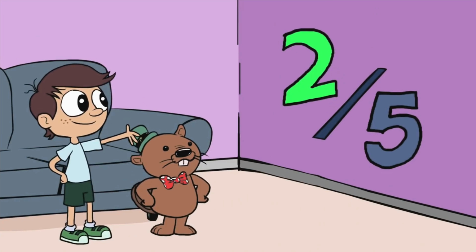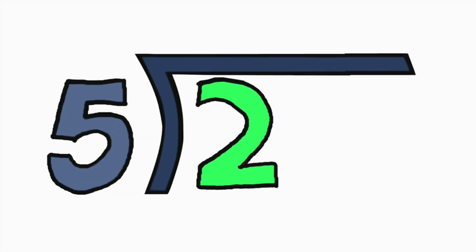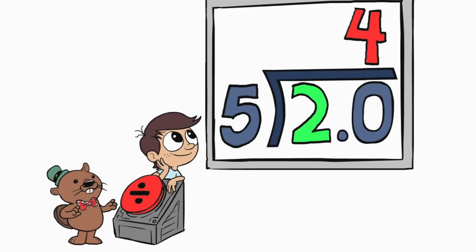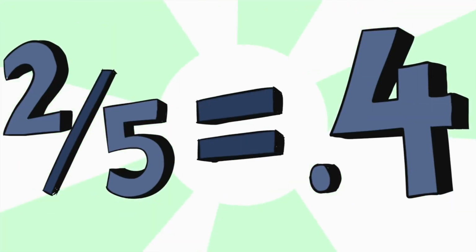The numerator becomes a dividend. And write a decimal point and a 0 in the tens. Divide and write the decimal point in the quotient. So 2/5 and 4/10 are equivalent.